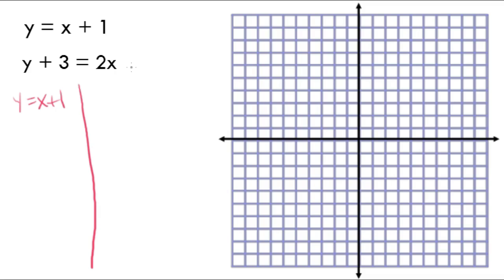Now, y plus 3 equals 2x, that is not in the right form. So the first thing we need to do is solve for y, and it only involves one step. So we get y equals 2x minus 3. Now obviously some of the ones we'll do later are a little bit more difficult to solve for y, but we didn't want to focus on that today.